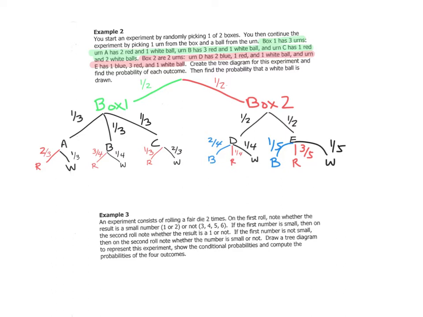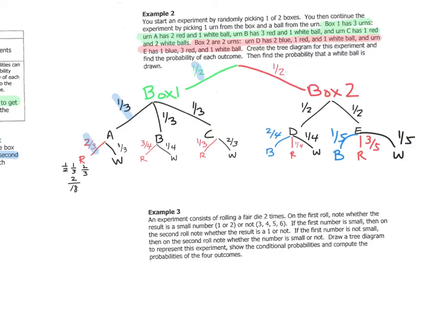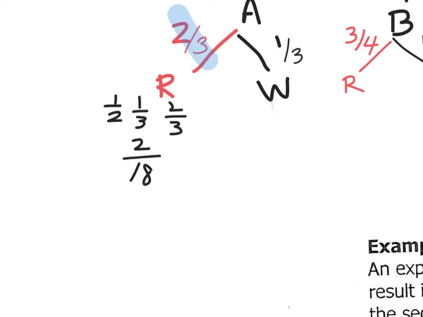Now to find the total probabilities, I would multiply down the list. Now, as you notice, there is a box, an urn, and a ball, so there should be 3 fractions I multiply together. For instance, if I were to go box 1 and go urn A and do a red ball, that would be 1/2 times 1/3 by 2/3. When I multiply straight across, I get 1 times 1 times 2, which is 2, and 2 times 3 times 3, which is 18. I would reduce this then by dividing top and bottom by 2 and getting 1/9.